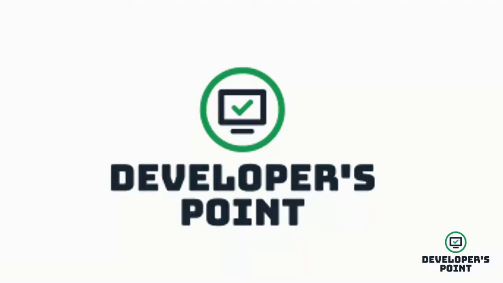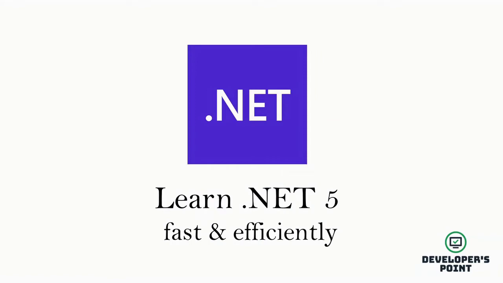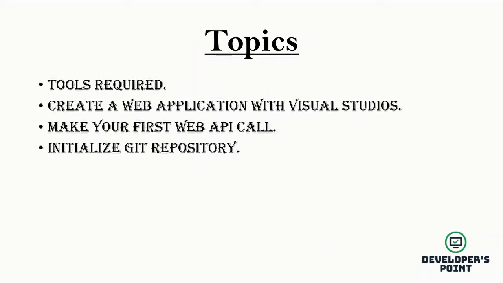In this video, we'll be discussing a .NET 5 Web API crash course. In a short period of time, you'll get to know the latest version of .NET 5 and build a web API with .NET 5 and Visual Studio. We will start by creating a new web application and we'll be making our first web API call within the very first few minutes. Additionally, we'll create a new Git repository for our local source control. You could also push that repository to GitHub, for instance.